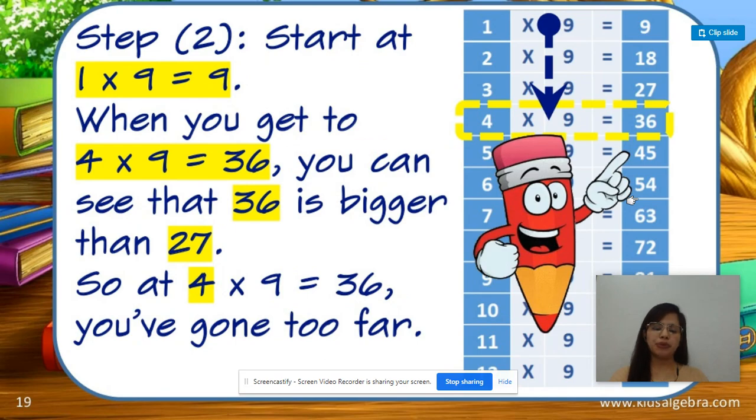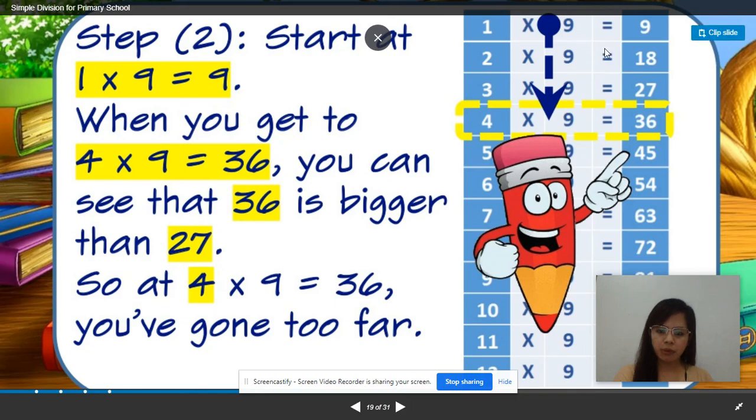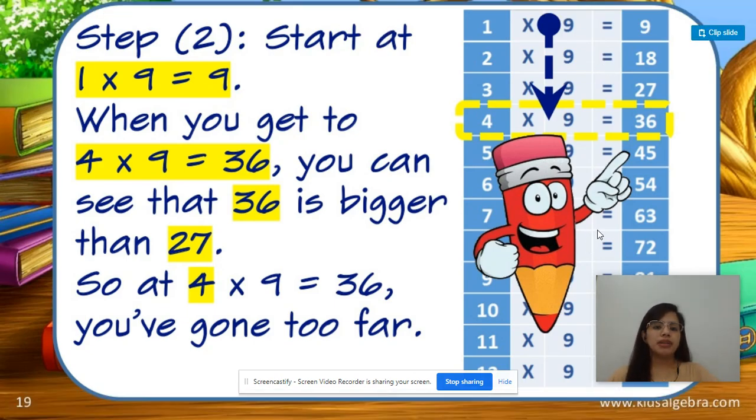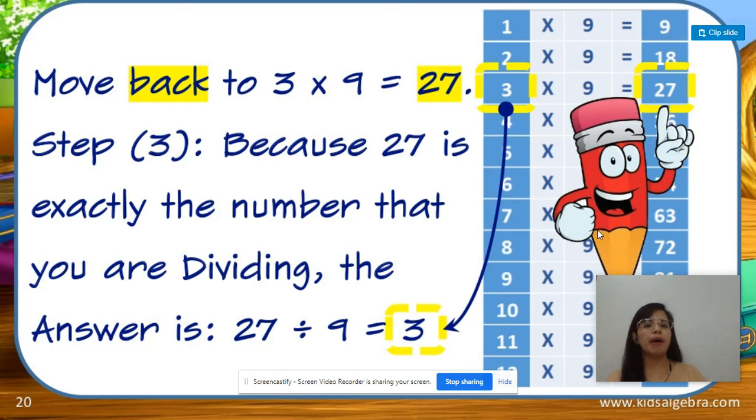So step 2, start at 1 times 9 equals 9. Look at this multiplication chart. So when you get to 4 times 9, we will see 36. And 36 is bigger than 27, the one that you actually need. So at 4 times 9, it's equal to 36. You've already gone too far. That's why you have to move back to 3 times 9 to get 27. Why? Because 27 is exactly the number that you are dividing. The answer to 27 divided by 9 is 3.